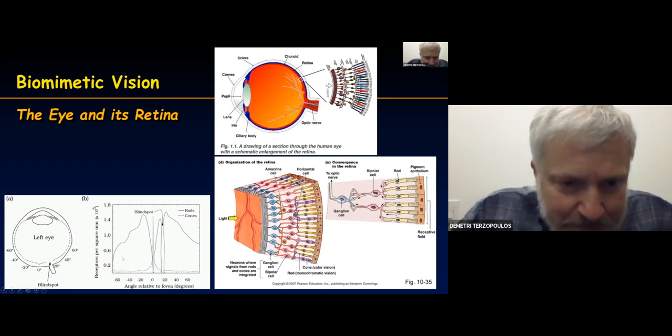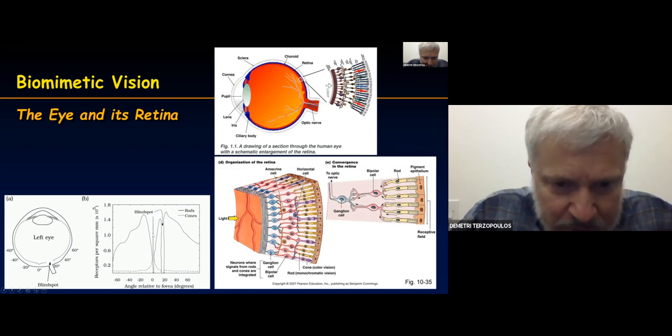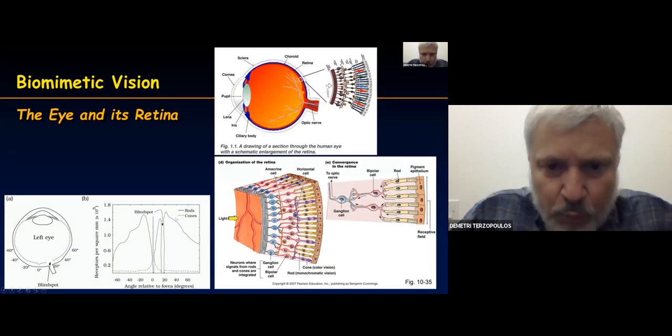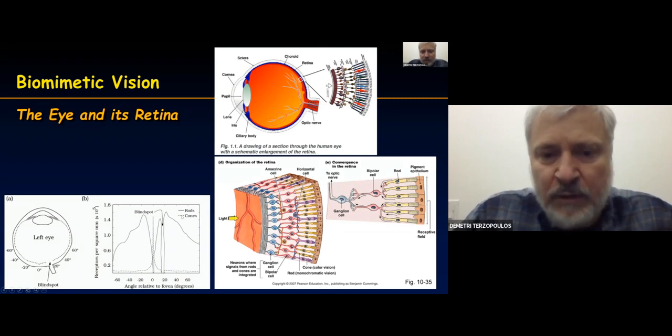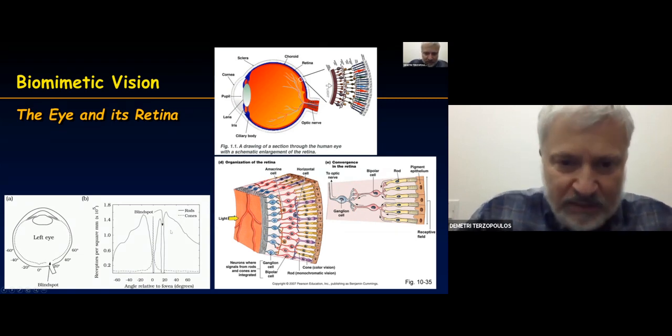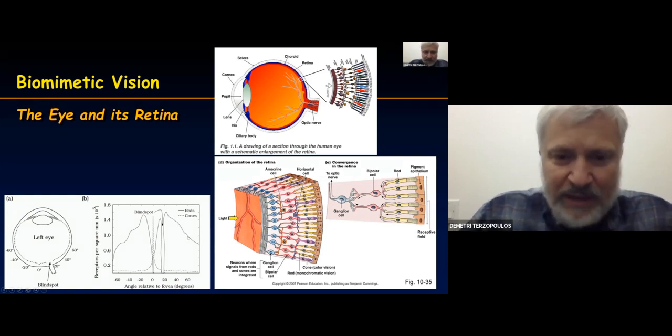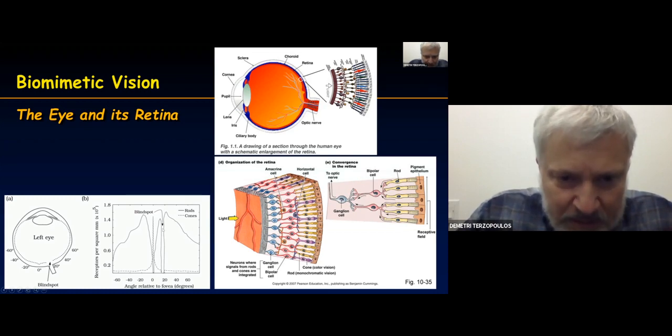If you look at the distribution of photoreceptors, first of all, there are rods and cones. Rods are for night vision, just black and white, monochrome night vision, and cones are for color vision during the day where there's lots of light. We're trying to model the cones in what I'm showing you. So we have RGB color vision.